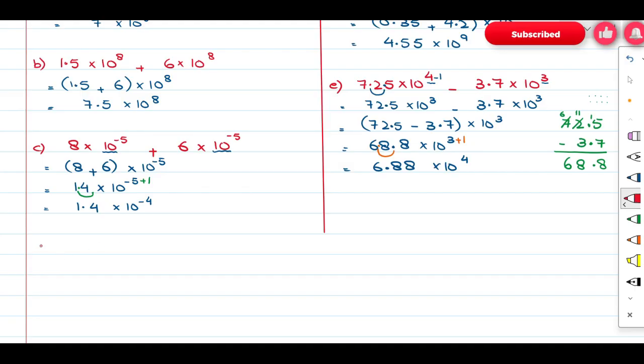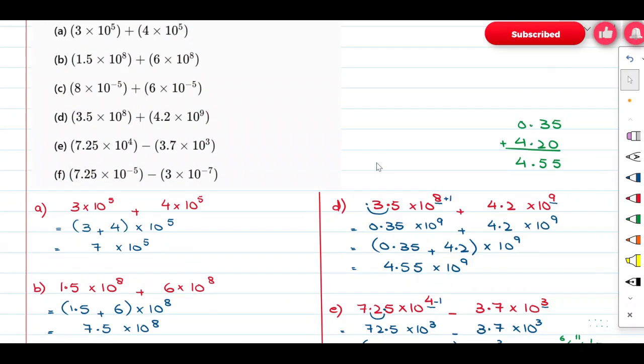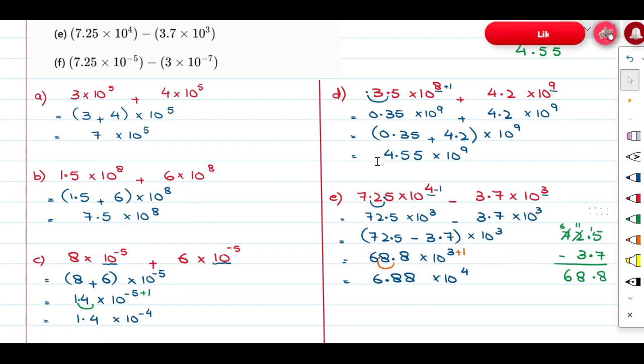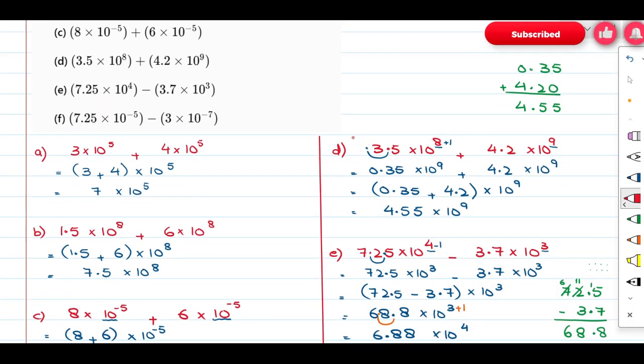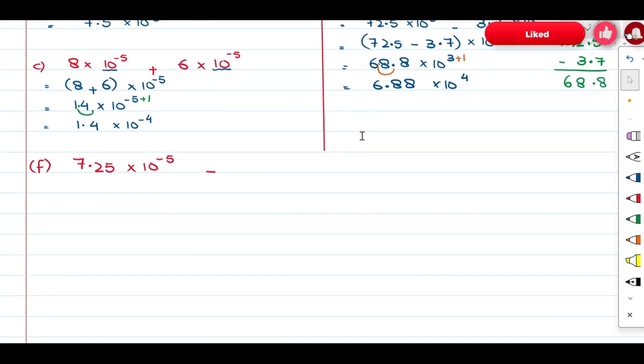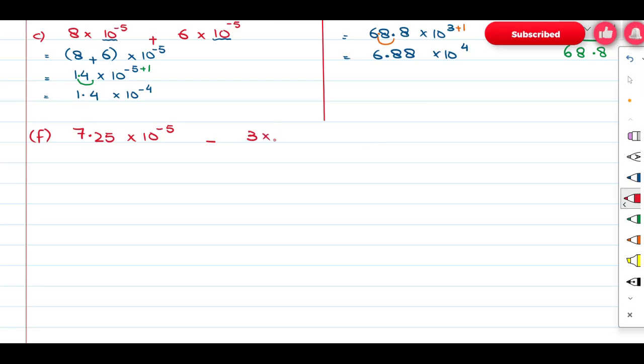Okay, now let me practice the last part, number F. 7.25 multiply 10 to the power negative 5 minus 3 times 10 to the power negative 7. Now again you can see the power is minus 7 and the power is minus 5. You have to make both the powers the same. How can we do this?